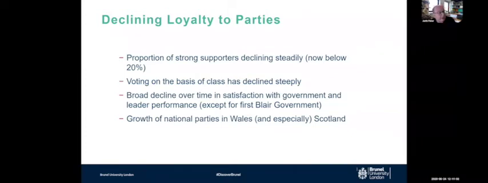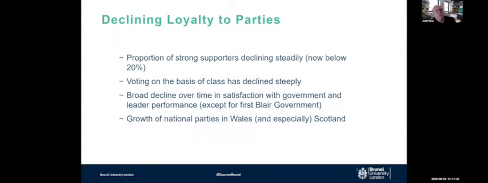And what we're interested in here is the proportion of strong supporters, if you like, the season ticket holders behind a party. I'm going to show you some graphs in a minute which illustrate how that's changed. So fewer than 20% of supporters now describe themselves as being really strong.